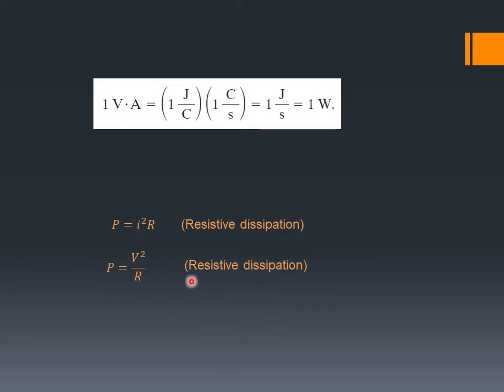So we call it resistive dissipation. So this power is particularly when the device is a resistor. So keep in mind that these two equations, which are ultimately the same, shouldn't be confused with the equation P is equal to VI. P is equal to VI is a general equation, okay, in which case the element can be anything. So this is a concept about the power.